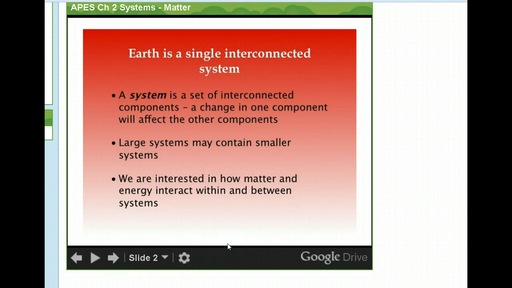So a system has interconnected components. And if you change one, you're going to change everything. You're going to affect the other ones. You can have large systems, which would be, for example, the Earth. The Earth has many, many systems as part of it. So you have one large system and you'll have subsystems. And in general, for AP Environmental, we're looking at energy interactions and matter interactions between systems.